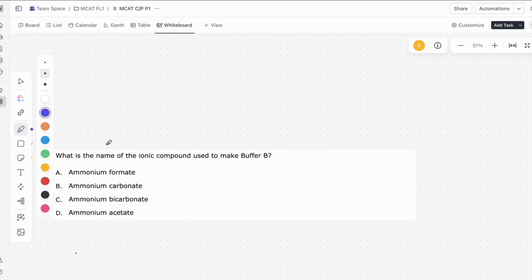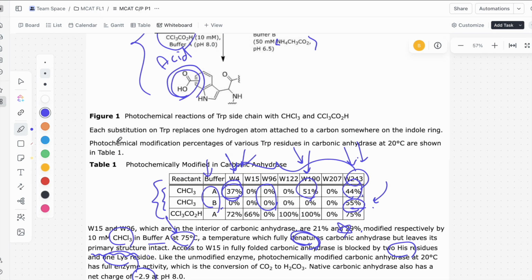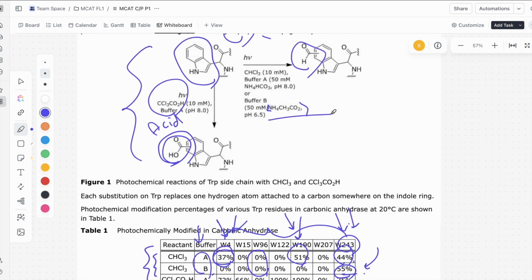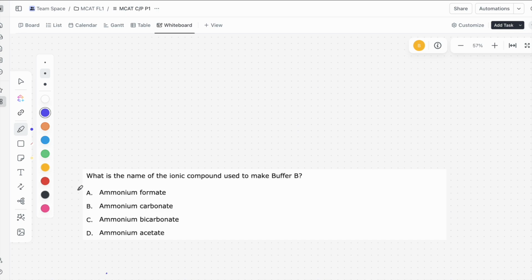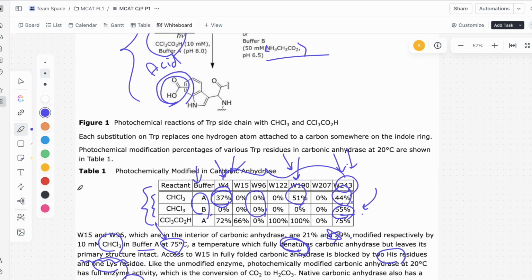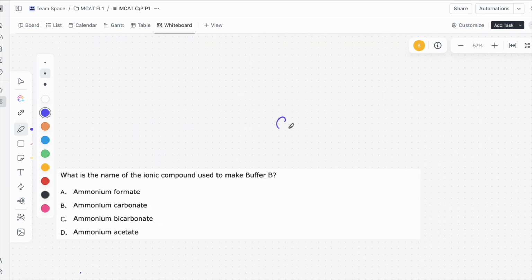All right. What is the name of the ionic compound used to make buffer B? So let's take a look at what buffer B is. We see buffer B written out here for us: NH4 CH3CO2. NH4, that's ammonium. Unfortunately, that doesn't help us here. So we're going to have to rely on the fact that we're given CH3CO2. So we're looking for something that matches CH3CO2.